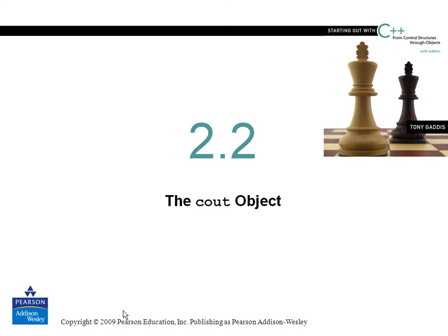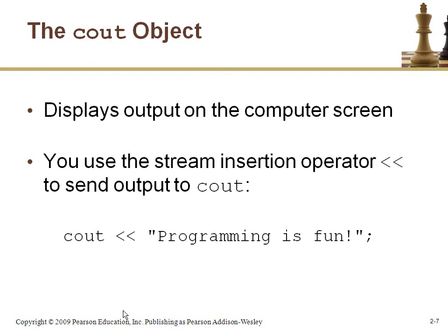Section 2.2, the cout object. The cout object is being used to display on the screen of your computer the message that you have inside a string of characters. You use the stream insertion operator, or two less-than signs with no blank between them, to send to your object cout the message that you want to send out.